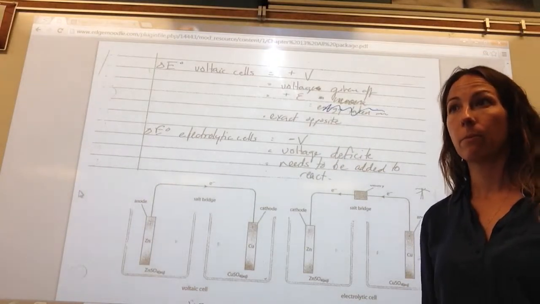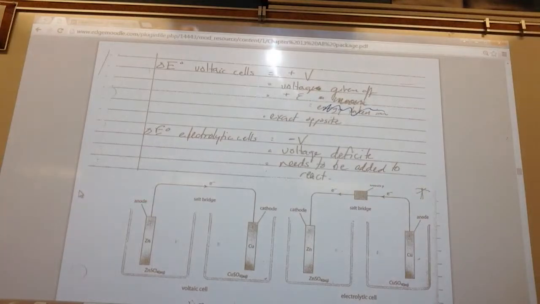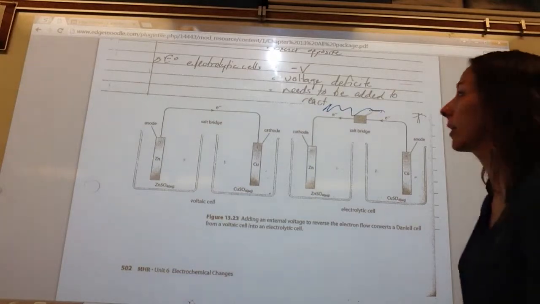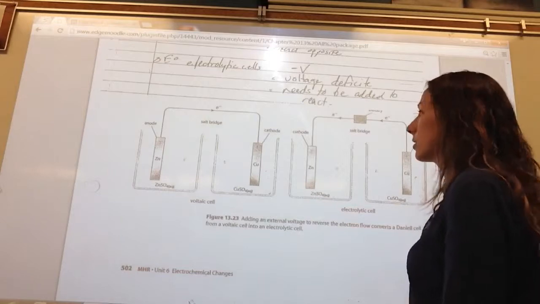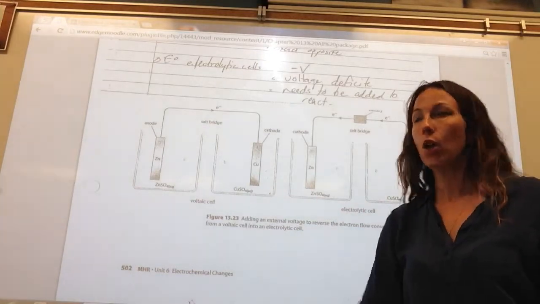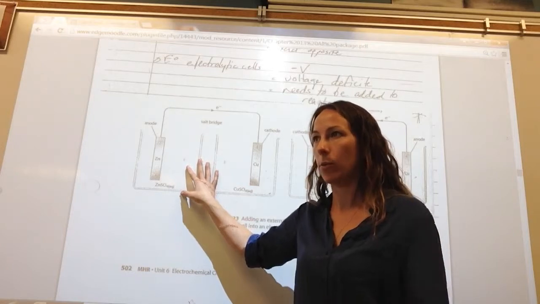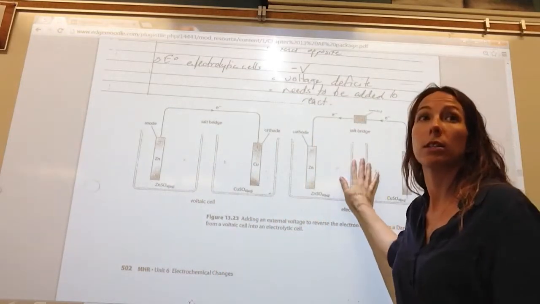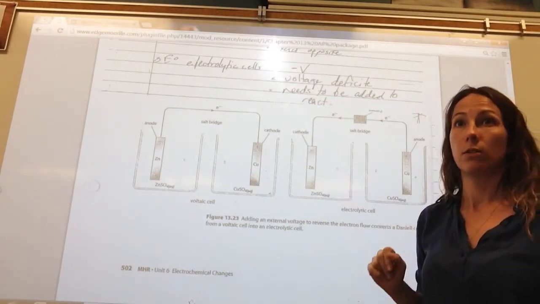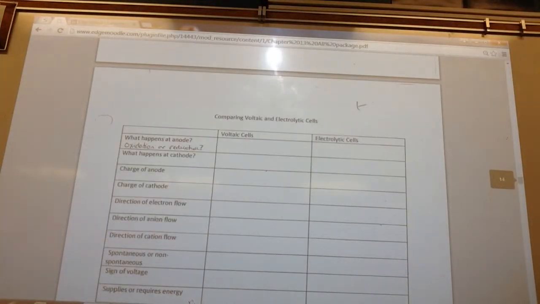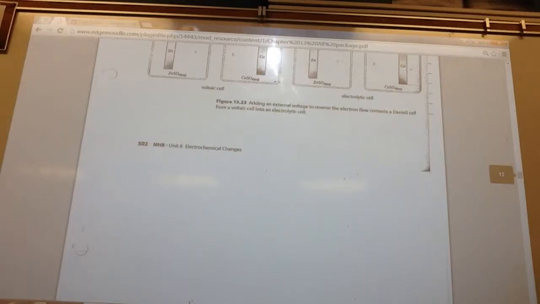Okie dokie. So this is actually in your textbook, and I thought it was great to be able to write all over it. So I photocopied it for you and put it in your package so you could write all over this example. We're going to do the voltaic cell first, same as the last couple weeks. Then we'll do the electrolytic cell and compare the differences. You have a comparison chart that we will fill in to get it all sorted in our heads.